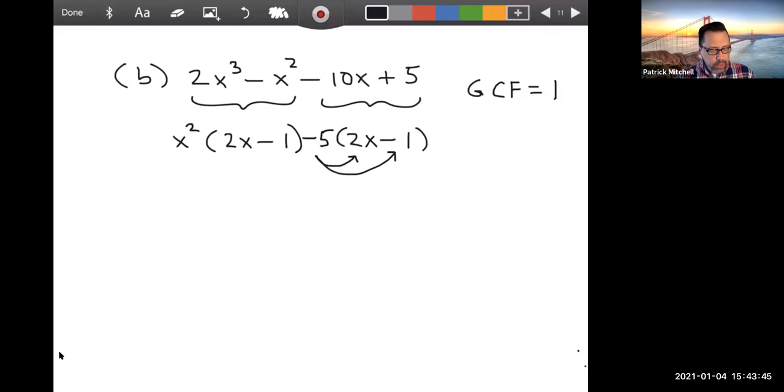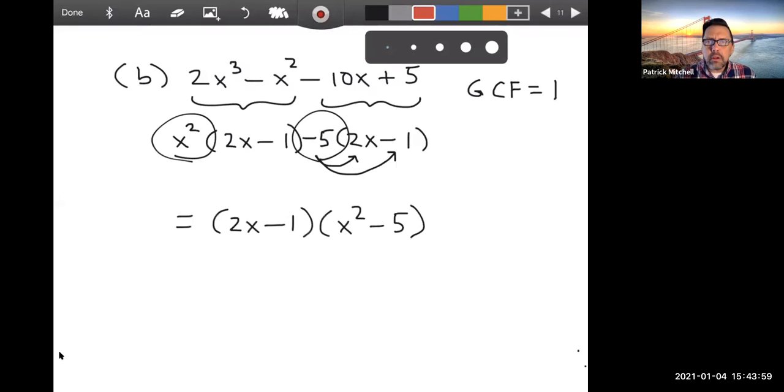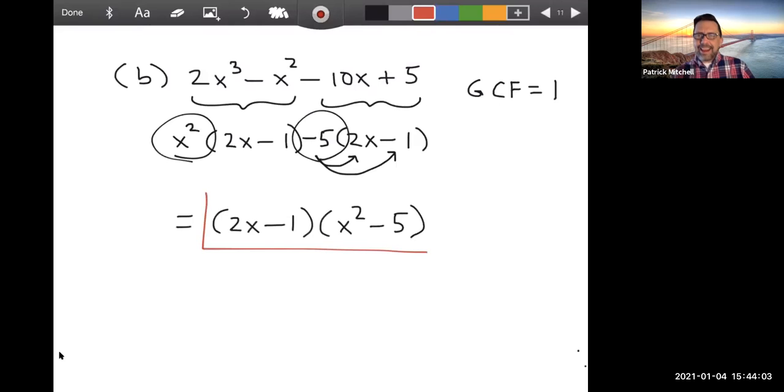So since those two binomials are a match, that is my greatest common factor, 2x minus 1, and my other factor is x squared minus 5. And don't forget, you can always check that by using either FOIL or FIOL. All right, so that brings us to the very last example for section 6.1.